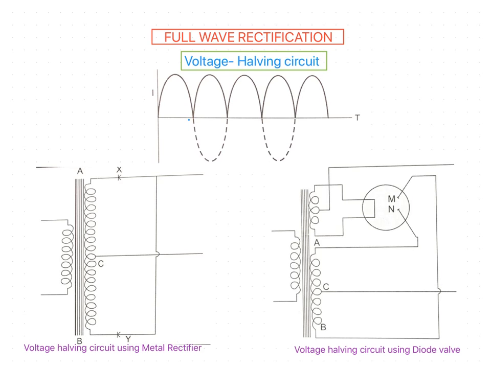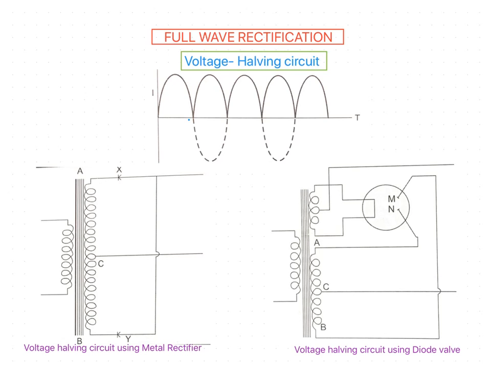Dear students, welcome back. In the previous session, we discussed one type of rectification, that is half-wave rectification. Rectification means conversion of alternating current to direct current, and this can be accomplished by either a metal rectifier or by the diode valve.